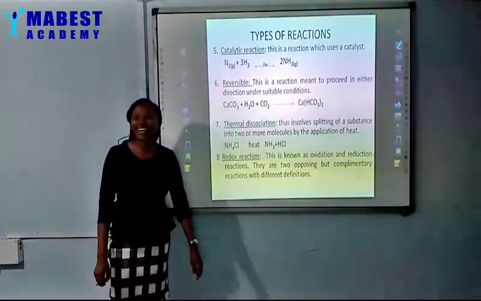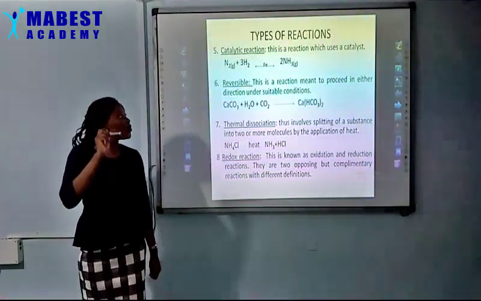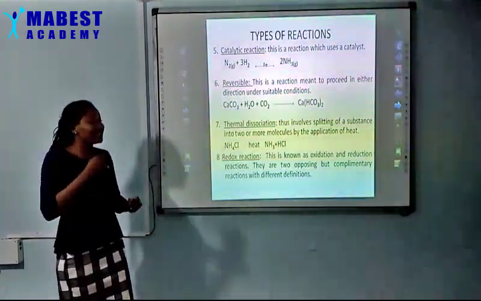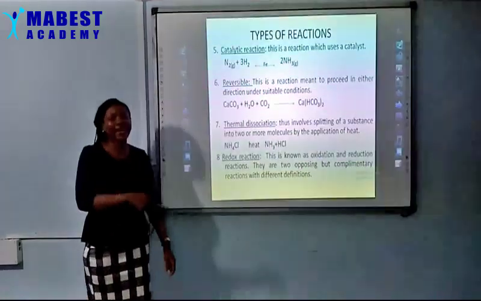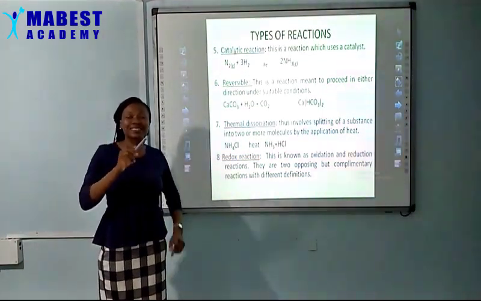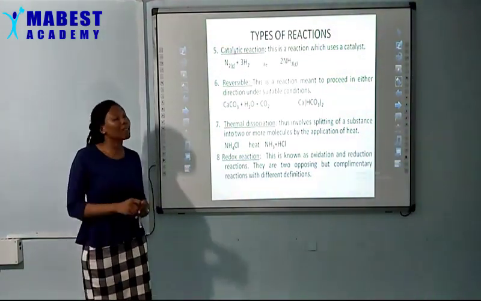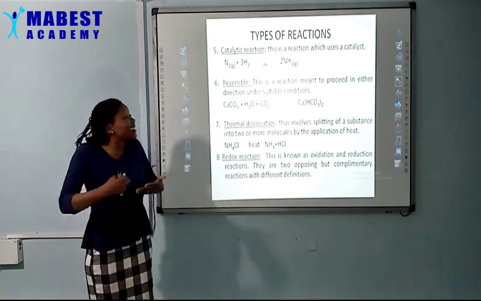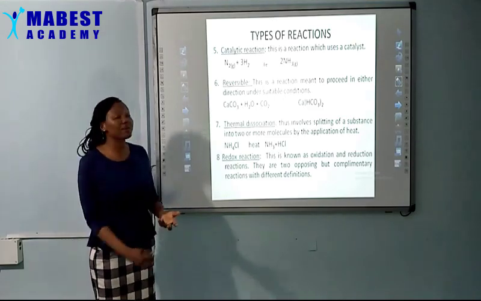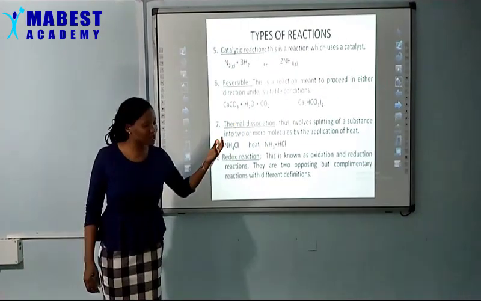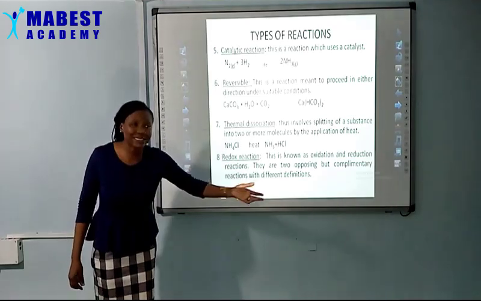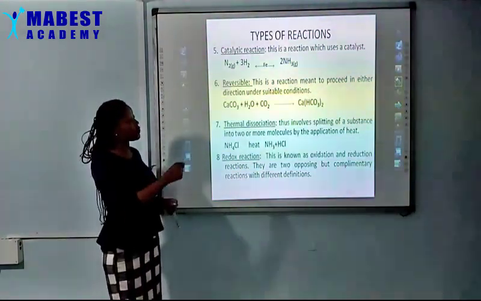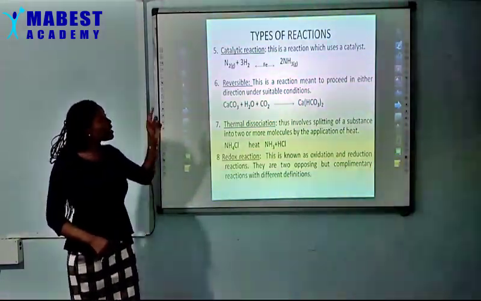Another type of reaction is catalytic reaction. This is a reaction that is usually catalyzed by a catalyst, or we say a reaction that uses a catalyst. What is a catalyst? A catalyst is a substance that alters the rate of a chemical reaction. Biologists will say it speeds up the rate of chemical reaction. In chemistry, I like to say it alters the rate of chemical reaction. There are several reactions that use a catalyst in chemistry. An example is in the Haber process during the production of ammonia from nitrogen and hydrogen.